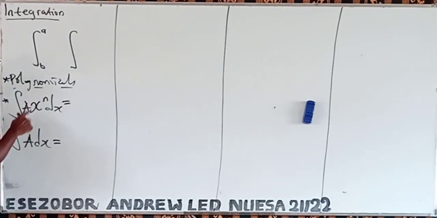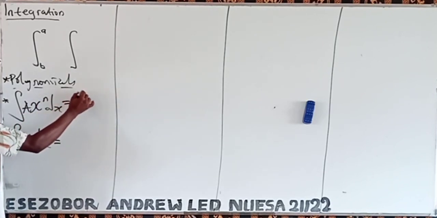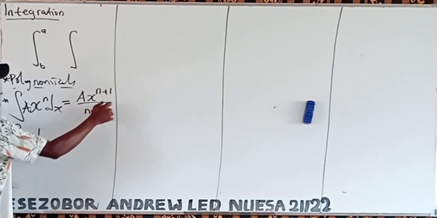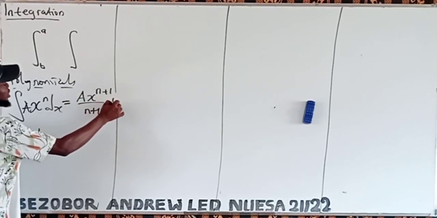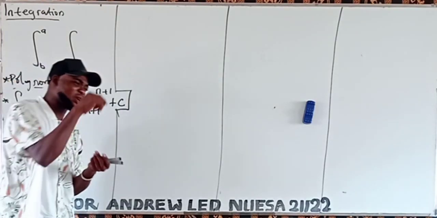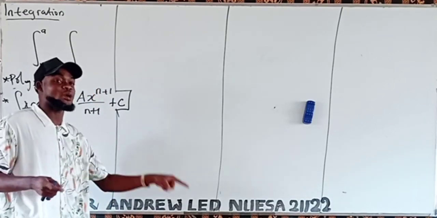Let's go with this first one. If I integrate a number times x raised to another number, I'm going to have that number times x raised to that number plus 1, all over the number plus 1. Then I'm going to add what I call plus c. What's the meaning of this c? That c is called the integration constant. It's normally used when you are doing indefinite integration. After integrating the function, you must add a constant to it because there might be a constant.